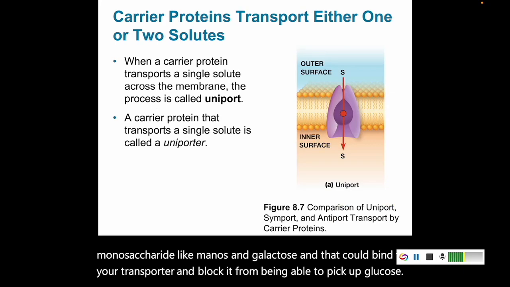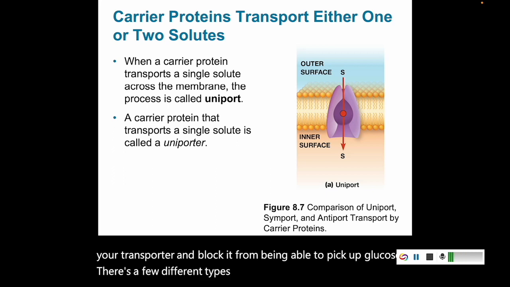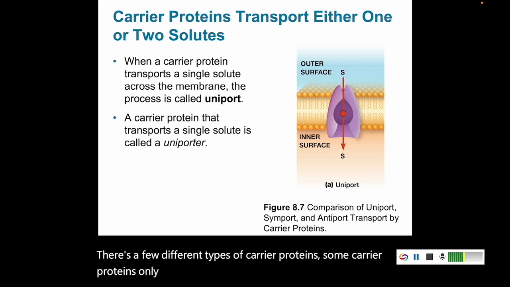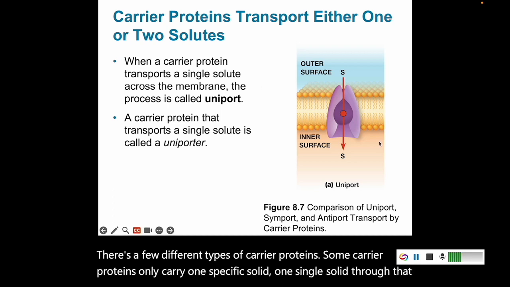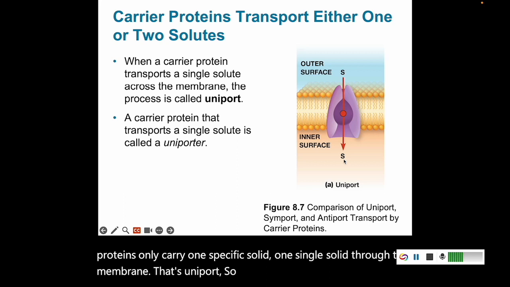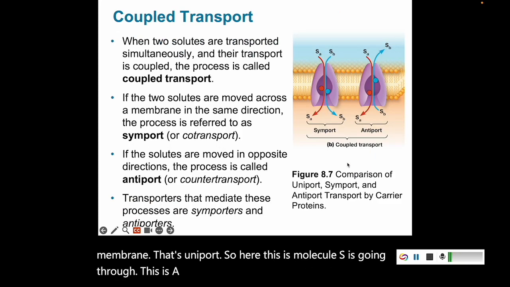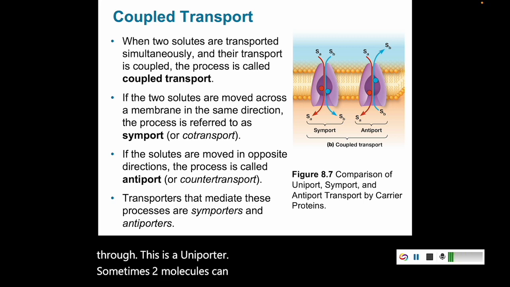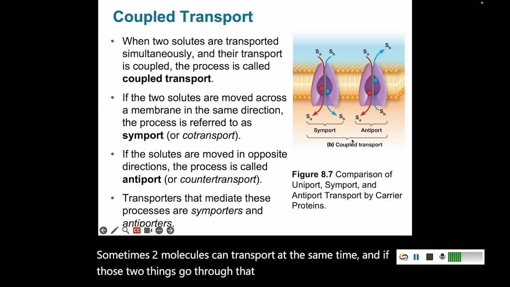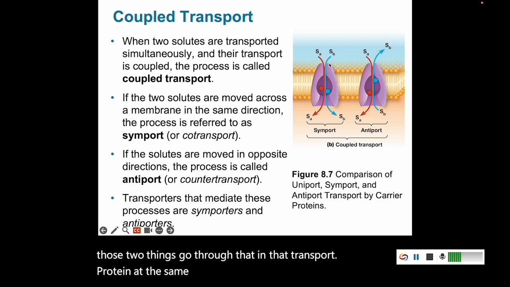There's a few different types of carrier proteins. Some carrier proteins only carry one specific solute, one single solute through that membrane. That's uniport. So here, this is molecule S going through. This is a uniporter. Sometimes two molecules can transport at the same time. And if those two things go through that transport protein at the same time, this is coupled transport.